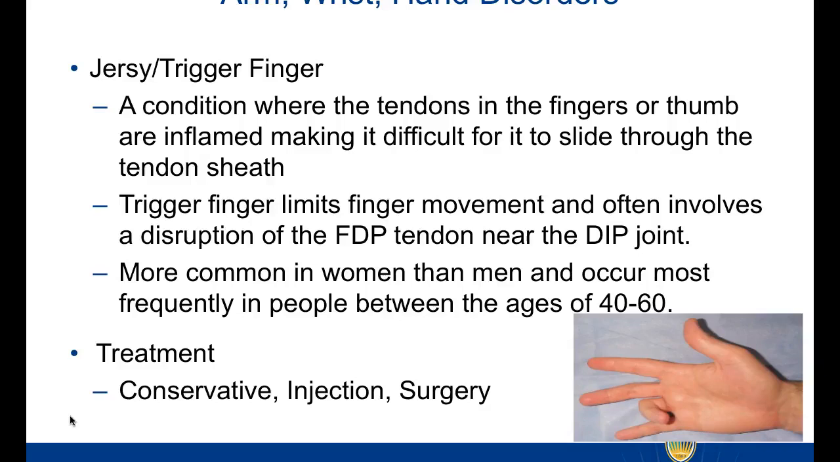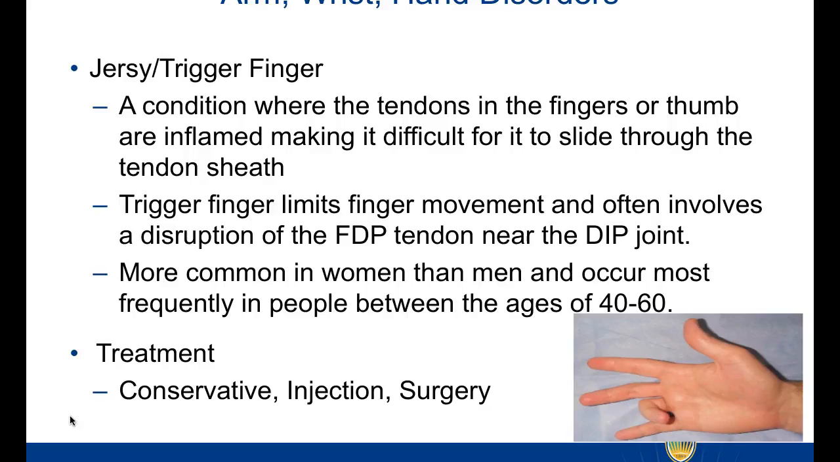Jersey finger or trigger finger. Jersey finger, also known as trigger finger, is a condition where the tendons in the finger or thumb are inflamed, making it difficult for the finger to slide through the tendon sheath. Trigger finger limits finger movement, and when the patient tries to straighten the digit, it will lock or catch before popping out straight. Trigger finger often involves a disruption of the FDP tendon near the DIP joint.